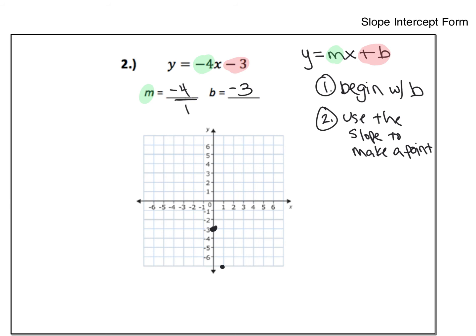Now I can't do that again, and I want to try to get 3 points. So I'm just going to do the reverse. From my B, I'm going to go up 4, 1, 2, 3, 4, and run 1 to the left. And that's it. All done.